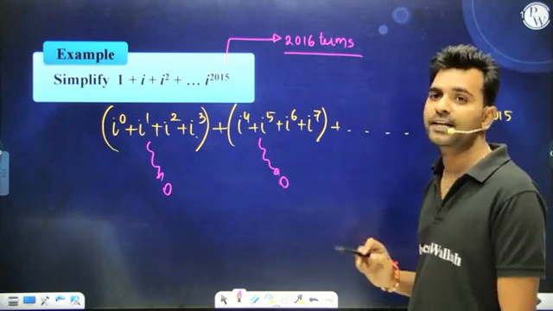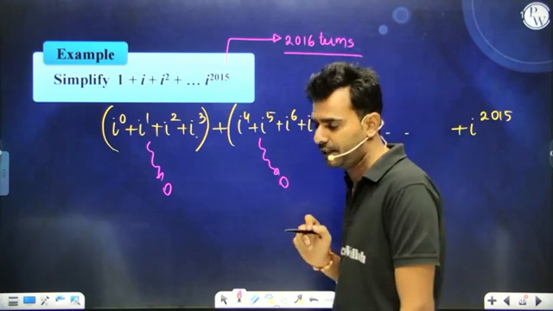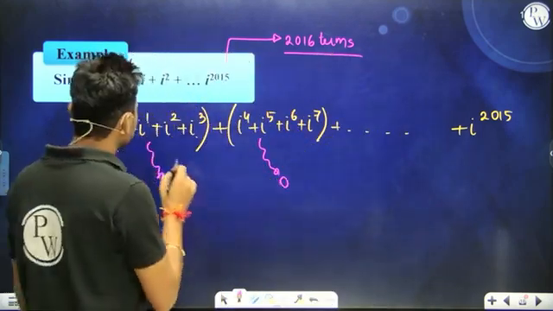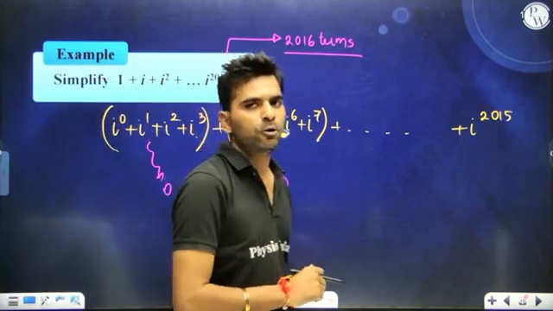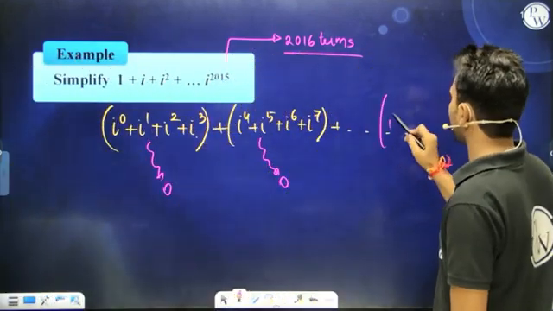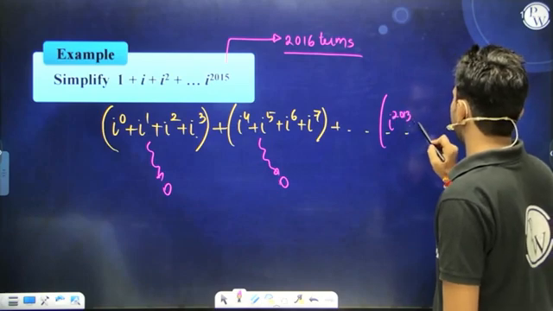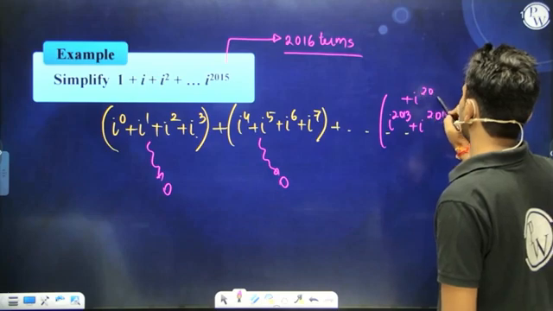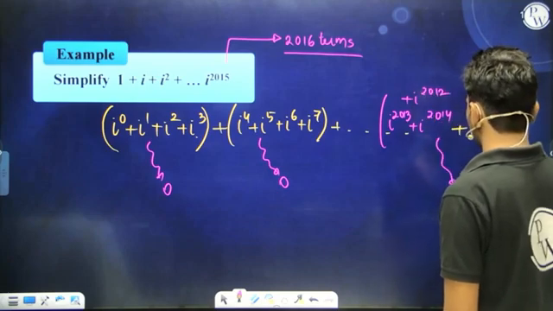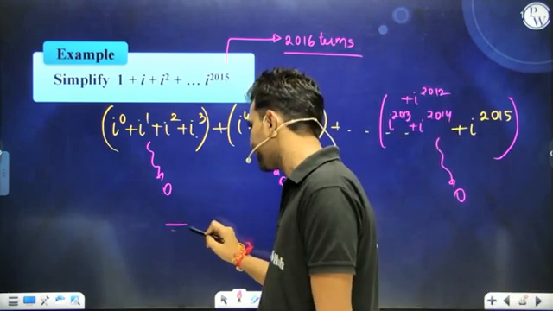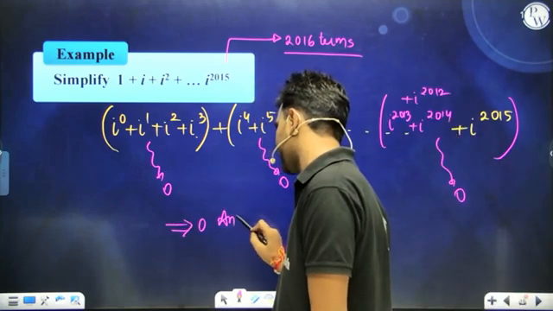That's why we can say that over here 2016 terms are written. If we make a group of 4 like this, don't you think that all the terms will be consumed over here? Yes or no? So over here iota to the power 2013 plus iota to the power 2014 plus iota to the power 2012 will come in the last group, and that is again going to be 0 only. So 0 plus 0 plus 0 plus 0, you're going to get nothing but 0 as the answer.